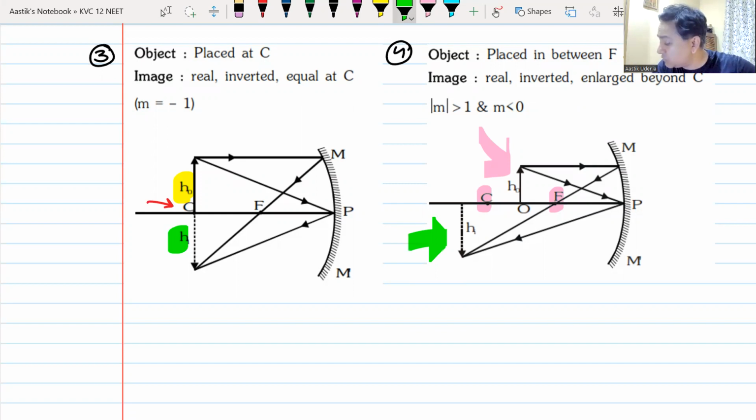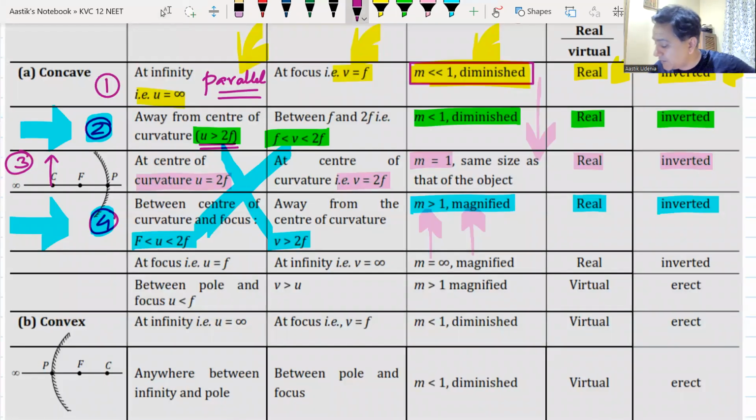Can we move on to the next position, bacha? Yes, sir. What is the next position? Tell me that first. At focus. Point number 5. That is at focus. Yes or no? When the object is at the focus, let me again start with the yellow thing. When the object is at the focus, the image is at infinity. Image is very large, highly magnified. Image is still real and it is still inverted.